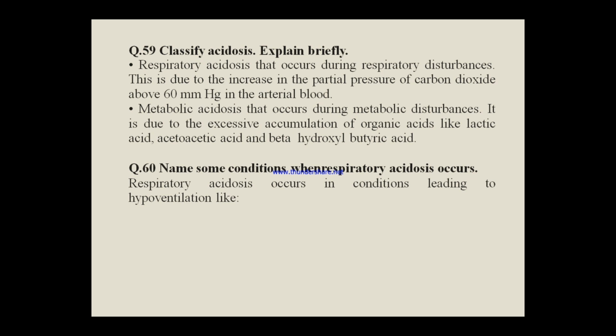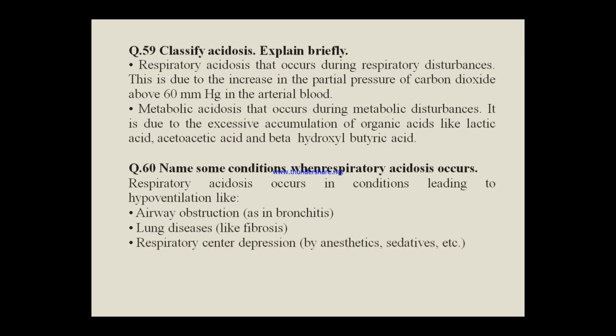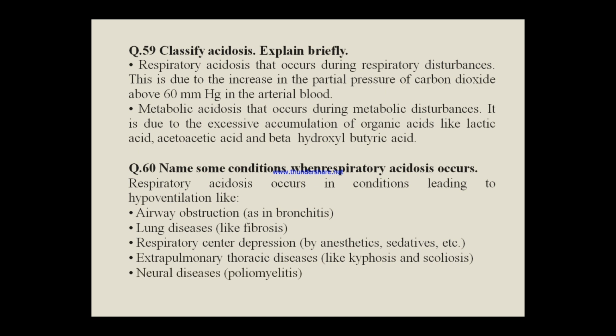Respiratory acidosis occurs in conditions leading to hypoventilation, like airway obstruction, as in bronchitis, lung diseases like fibrosis, respiratory center depression by anesthetics, sedatives, etc. Extrapulmonary thoracic diseases like kyphosis and scoliosis. Neural diseases like poliomyelitis. In fact, even when paralysis of respiratory muscles occurs, it can lead to respiratory acidosis.